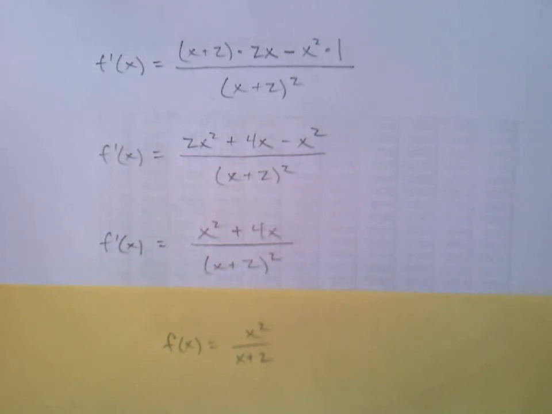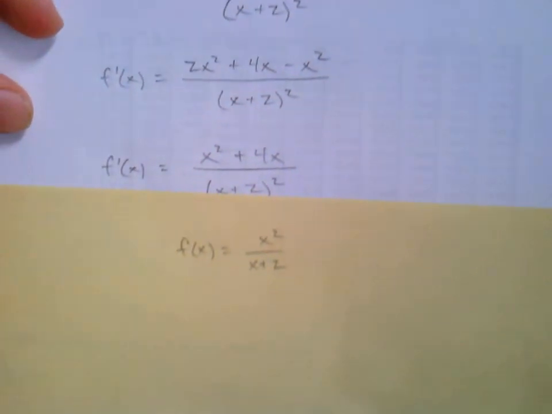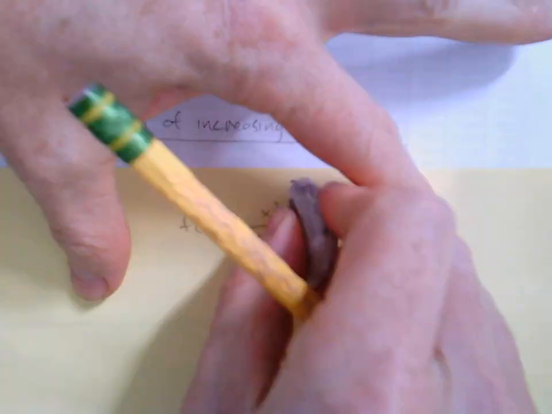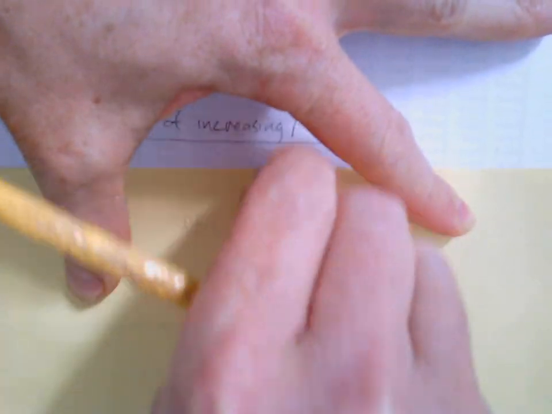Okay, so the next two aspects of our graph come from the derivative. What are we going to look at next? Well, intervals of increasing and decreasing.